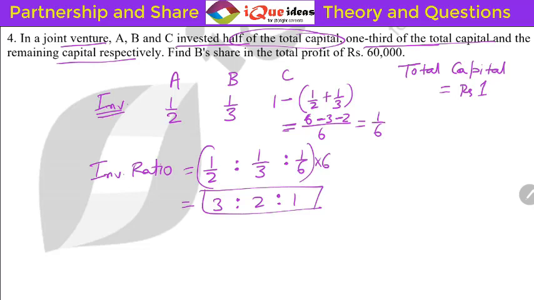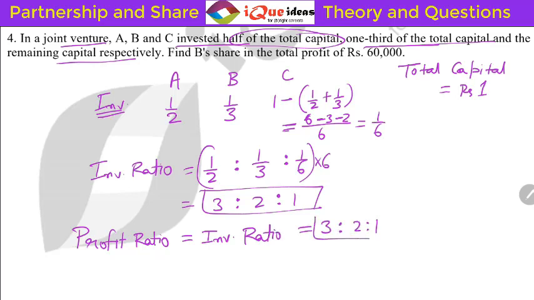Now, here nothing is mentioned about time. So clearly, profit ratio is straight away equal to investment ratio. And here the investment ratio is 3 is to 2 is to 1. So clearly 3 is to 2 is to 1 is the profit ratio.